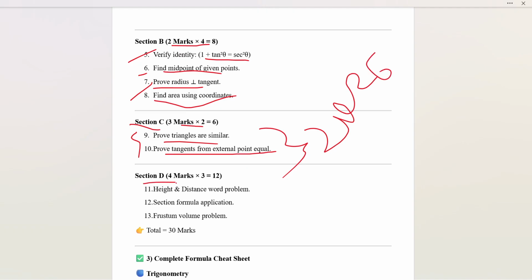So it is section D, 4 marks into 3, it is your 12. Okay, so height distance word problems arise from here. So section formula applications and frustum volume problems. So here total 30 marks from those concepts or questions likewise. Okay, so after that, move to the next slide.